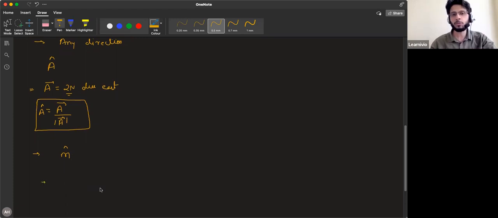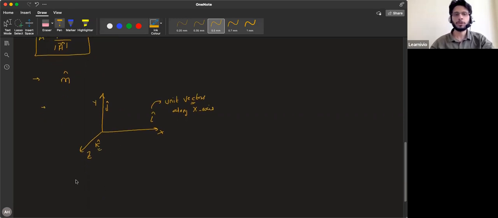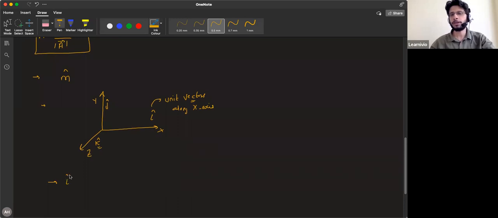So to specify direction, what we do is, this is x-axis, this is y-axis, this is z-axis. We use some universal unit vectors. Along x-axis, we use a unit vector i cap. Along y-axis, we use a unit vector j cap. Along z-axis, we use a unit vector k cap. So these are unit vectors. If I give you i cap and someone asks, what is the magnitude of i cap? It's a unit vector. The magnitude will be 1.